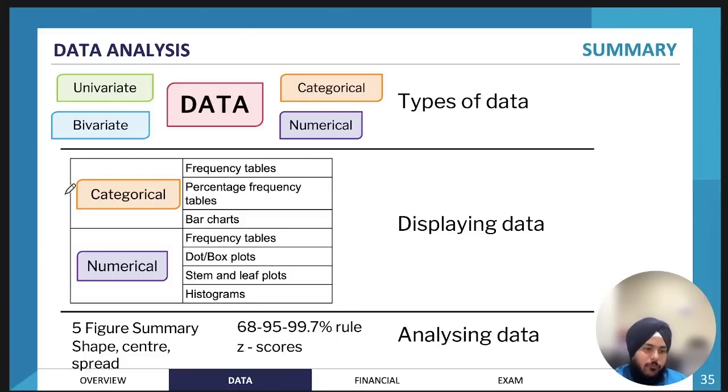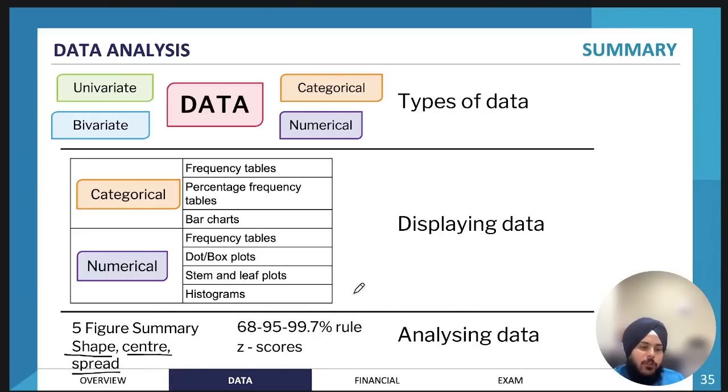So in terms of the representation of data, we can have multiple ways that we can represent the data, and that will depend on the type of data and the type of variable that we actually have. And then in terms of analyzing the data, we will analyze the data using descriptive statistics or the 5-number summary. We can also describe the shape, the center, and the spread of the data.